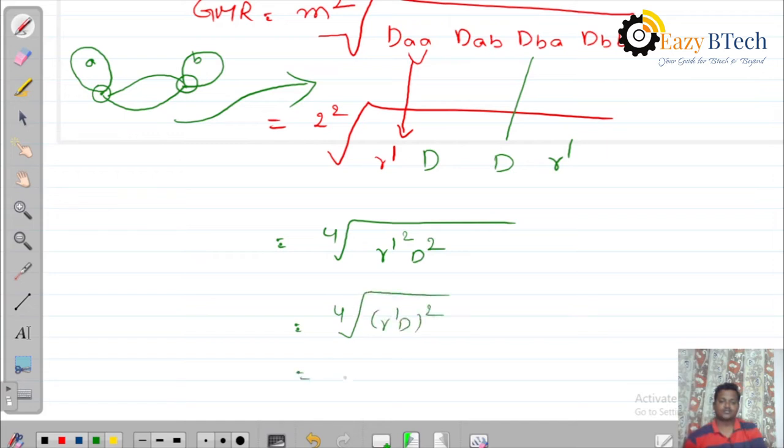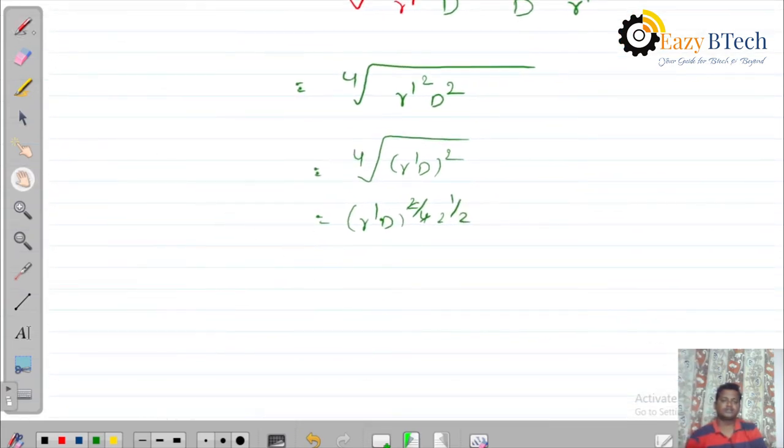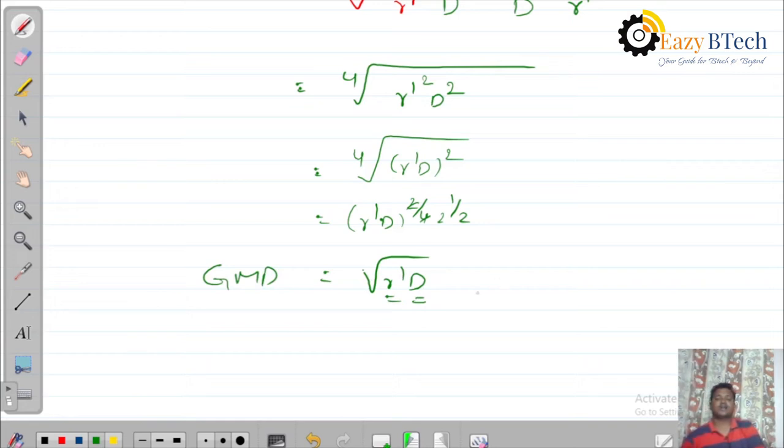This is equal to r dash d to the power 2 by 4, which gives 1 by 2. Therefore, the final expression is root of r dash d. This is the GMR for 2 bundle conductors. If you know the effective radius and the distance between the 2 subconductors, you can calculate GMR.